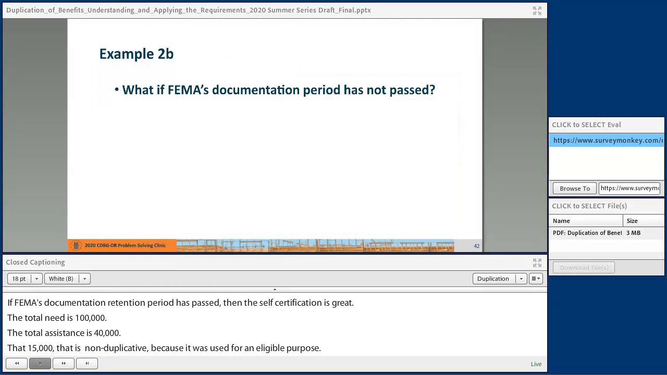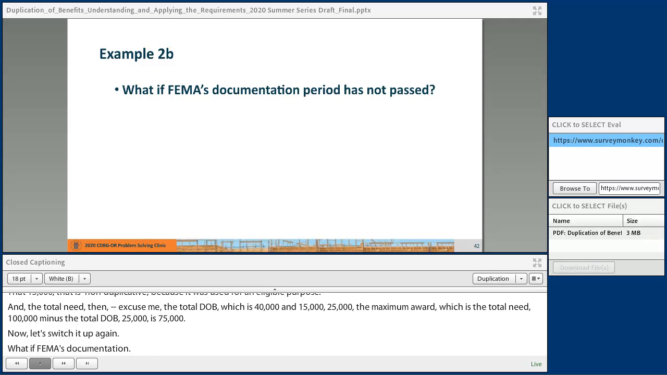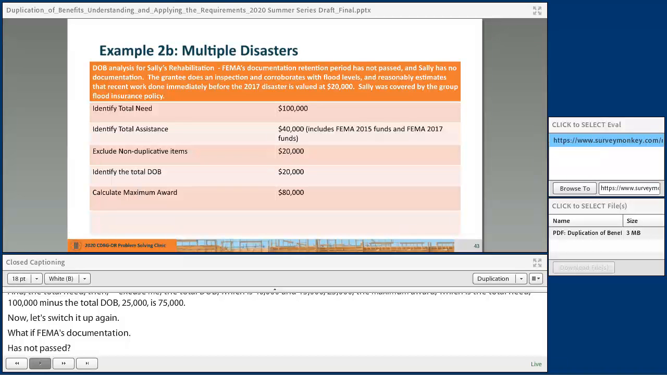Now let's switch it up again. What if FEMA's documentation period has not passed? What if the two storms happen year one and year two, and FEMA has a 2-year documentation period? Well, in this case, Sally can't just sign a self-certification, but the grantee has some other options. I mean, there are always options available to try to recreate through an inspection and a corroboration with flood levels, the grantee's reasonable estimate of the work that was done immediately before, in this case, the second disaster that happened.